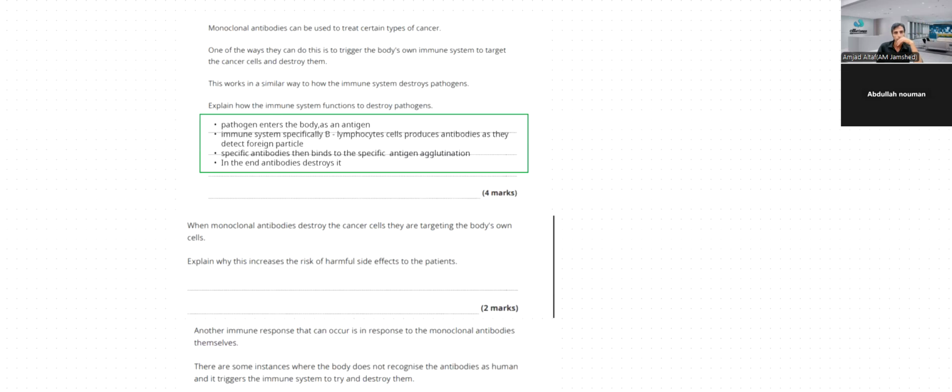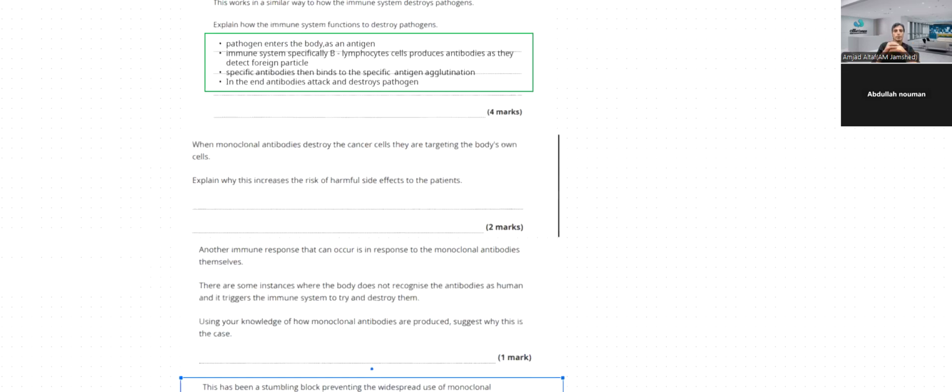You can write the text. It's already there. So in the end, the aggregated antibodies attack and destroy the targeted pathogen, not the body's own cells.